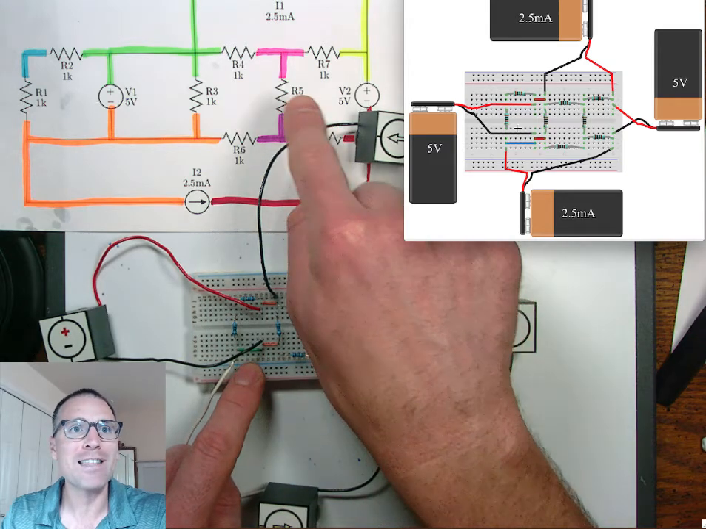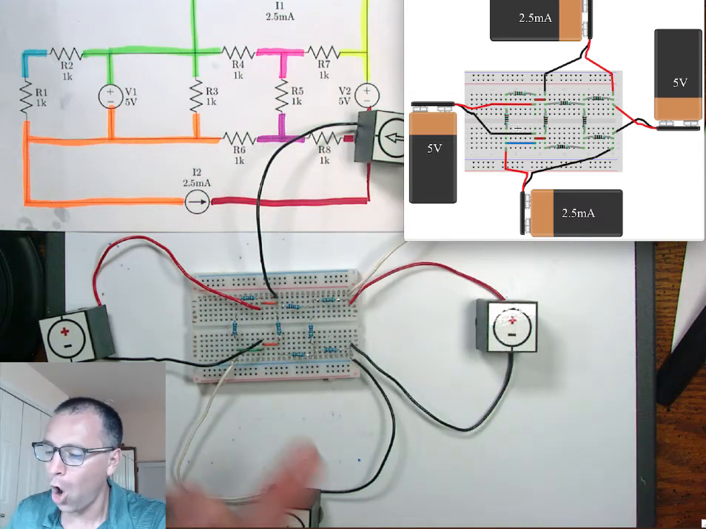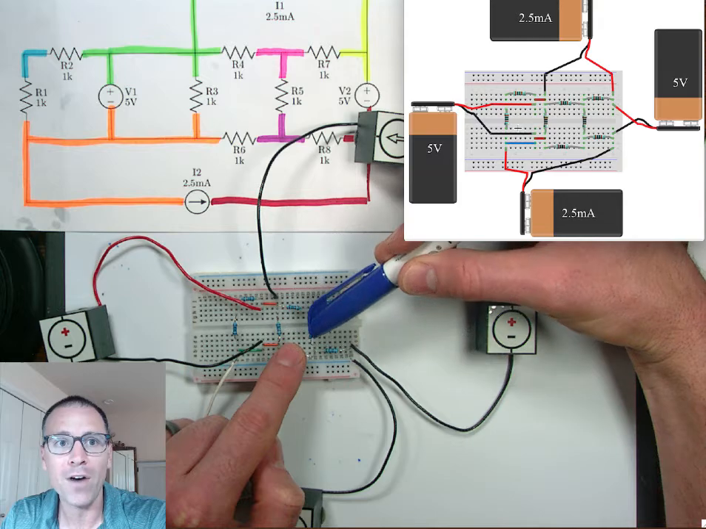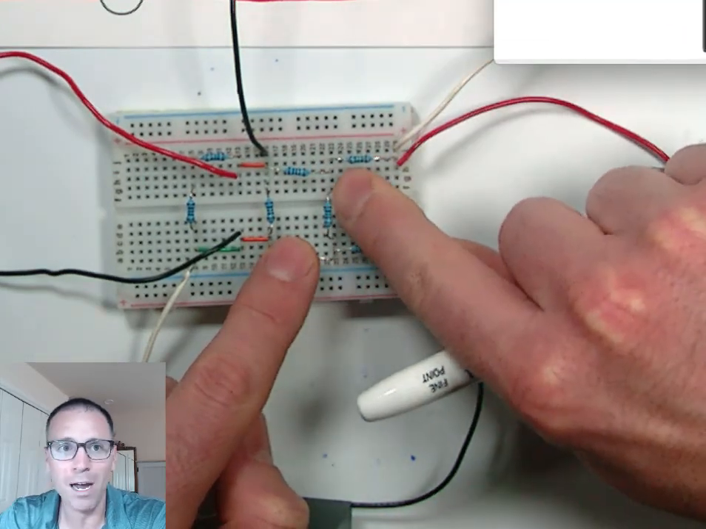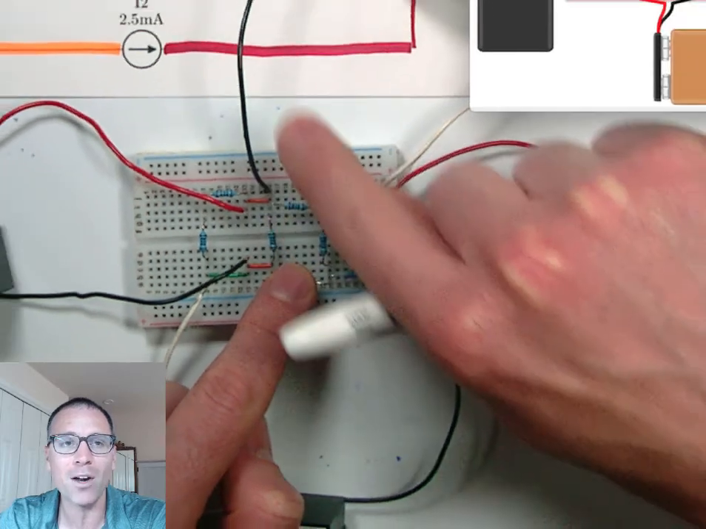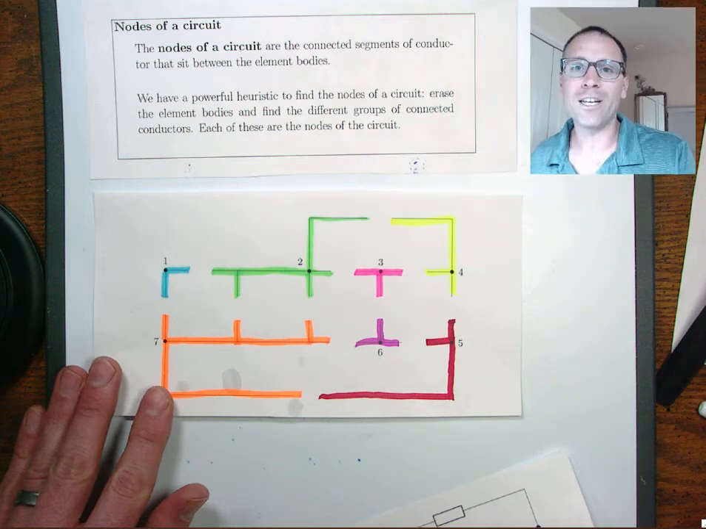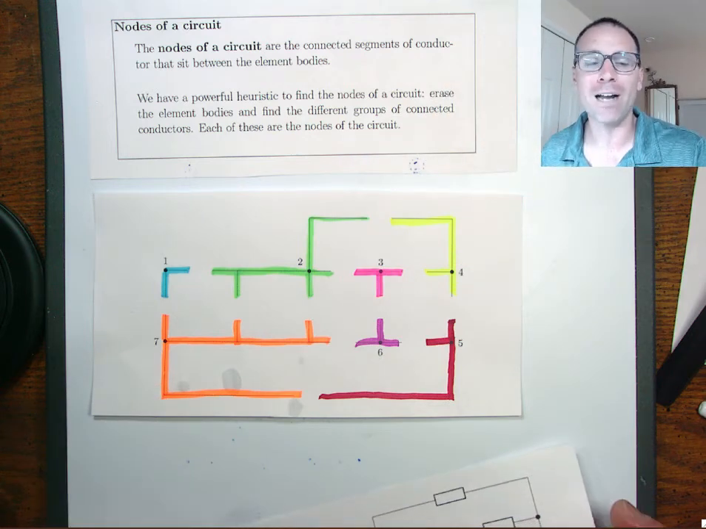If I wanted to see this little pink T, that would actually be all of the connective pieces in between resistors 4, 5, and 7. That is this set of metal. I could connect my multimeter anywhere on that set of metal, and that would give me access to node 3 that's highlighted in pink in that schematic. To recapitulate, the nodes of a circuit are the connected segments of wire that sit between the bodies.